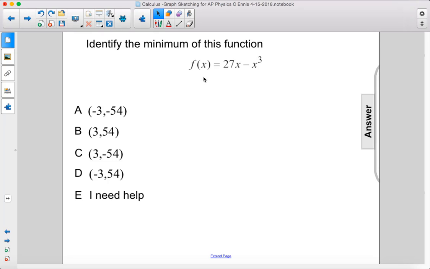Identify the minimum of this function. All right, so in the previous problem, we identified the maximum of this function. So I'm just going to skip ahead a little bit, skip through the steps. Watch the previous video if you want the full work.